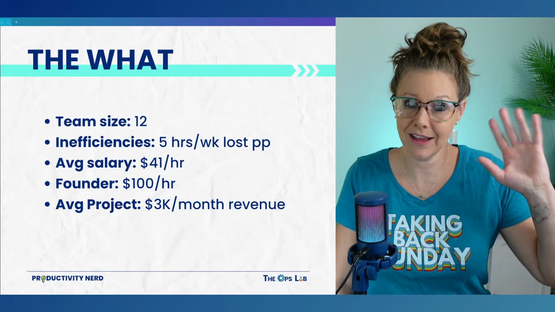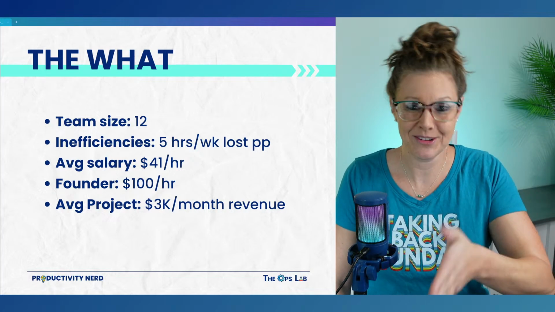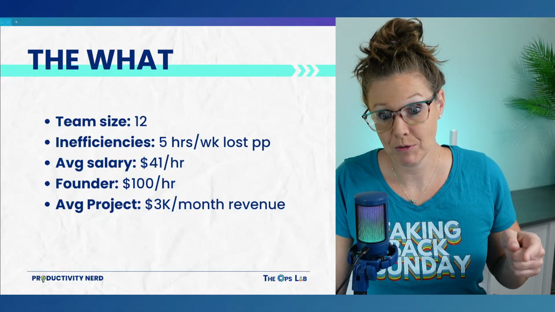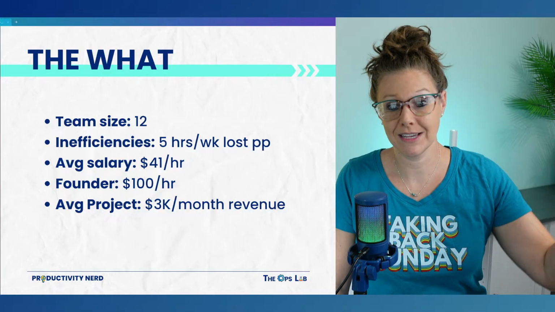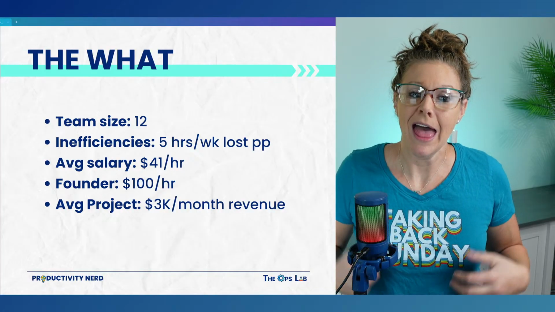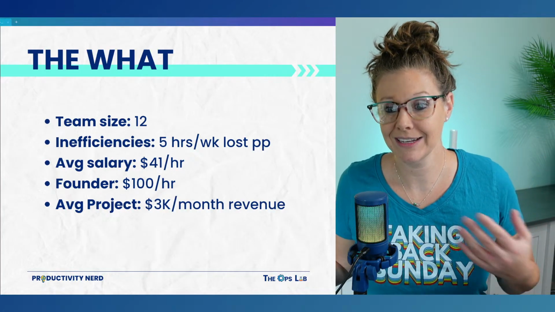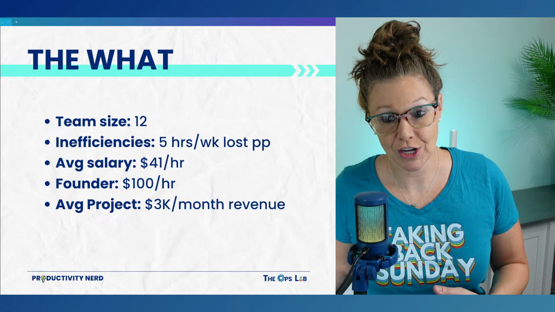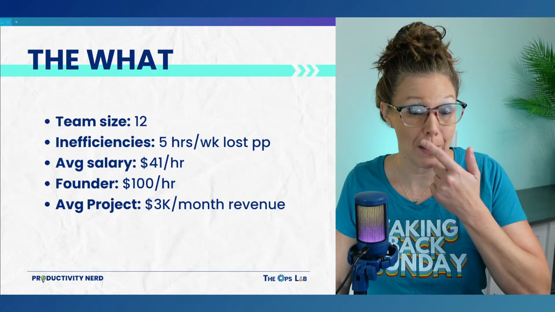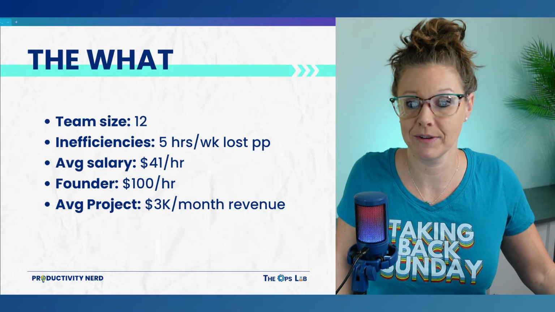All right, so here we go. How did I calculate this? We're assuming we've got a team of 12. Oh, here you go, you can see it right now. Assuming we have a team of 12, 5 hours a week lost per person. We're taking an average salary of $41 an hour. Assuming a founder is paying themselves $100 an hour and average projects are bringing you in $3,000 a month in revenue. So again, on the calculator on my website, you can figure this out yourself based on your company size.